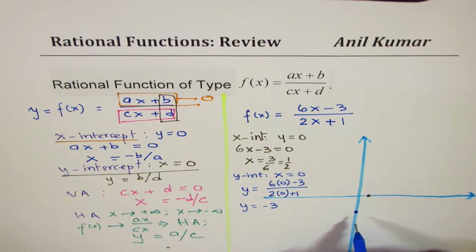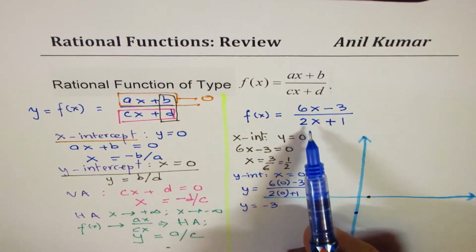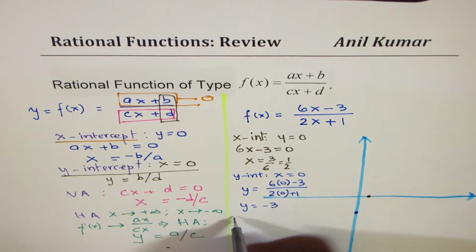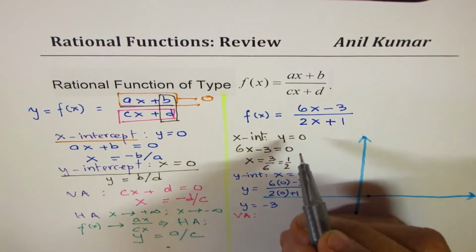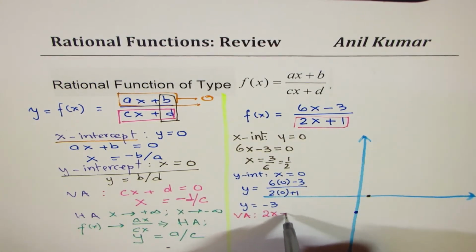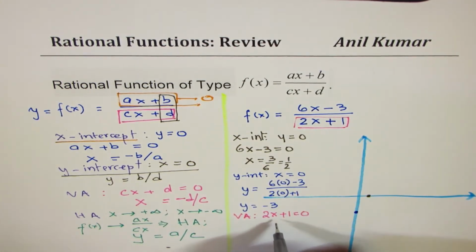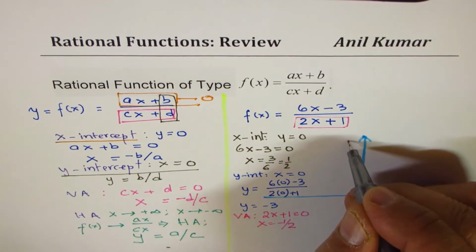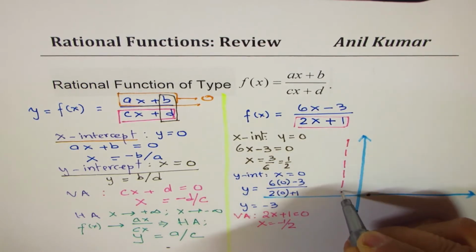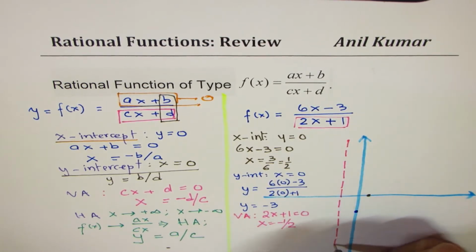Now let's talk about asymptotes. Horizontal asymptote, okay, vertical first. So vertical asymptote, let me write in a different ink. Vertical asymptote will be when this denominator is 0, right? So we have 2x plus 1 equals 0. That gives us x equals minus half. So that means a line right there. It's very close to this. So that becomes the vertical asymptote.